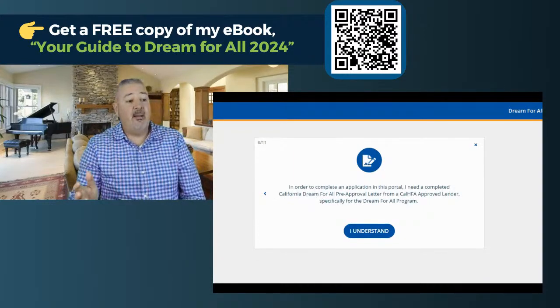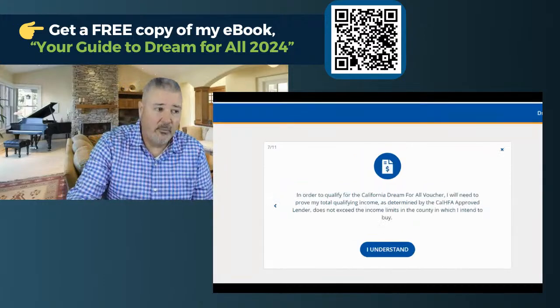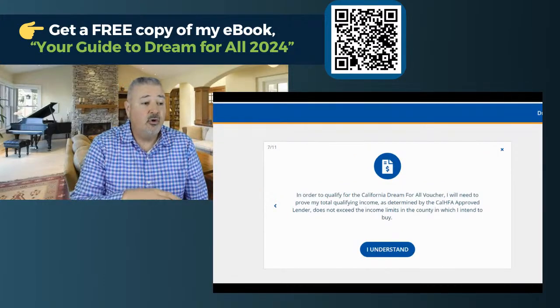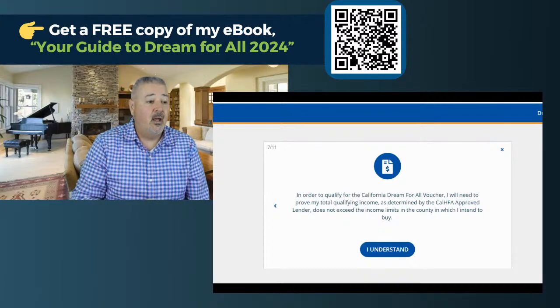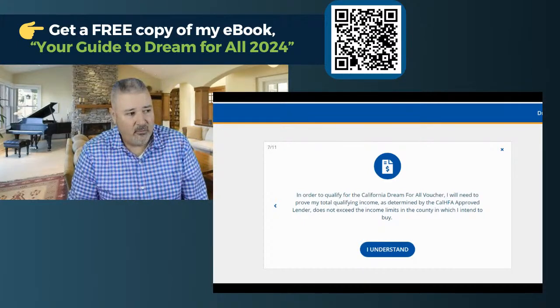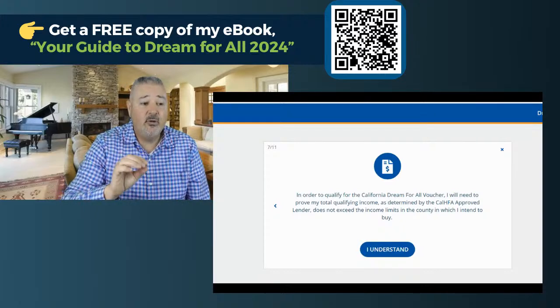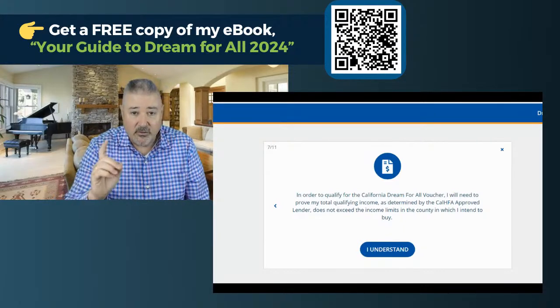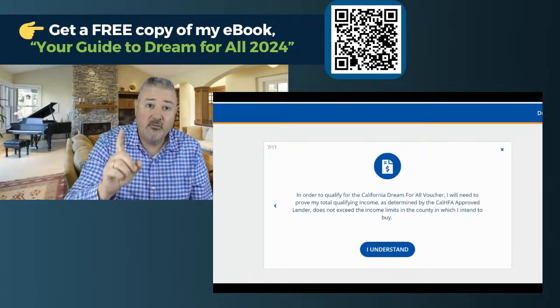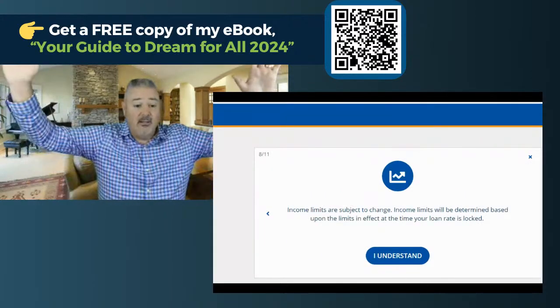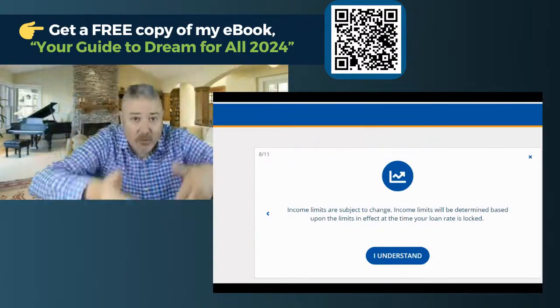In order to complete an application, you need to have your Dream for All pre-approval letter. We've talked about that. In order to qualify for a voucher, you need to prove your total qualifying income as determined by a CalHFA approved lender, which does not exceed the income limits in the county in which I intend to buy. So it's not about where you live. It's about the income limits of where you intend to buy. We've talked about that. This one is new information.